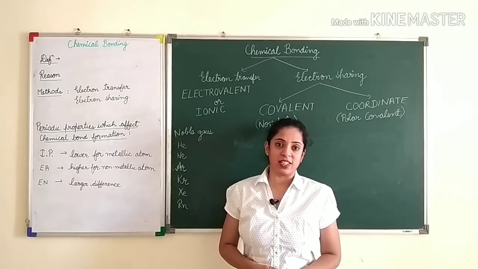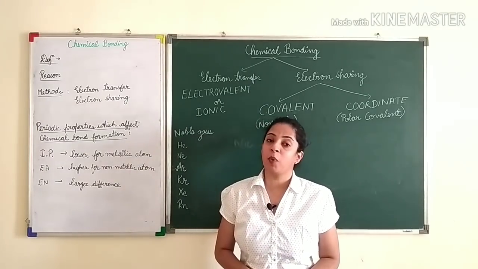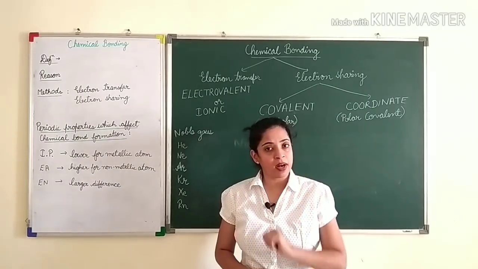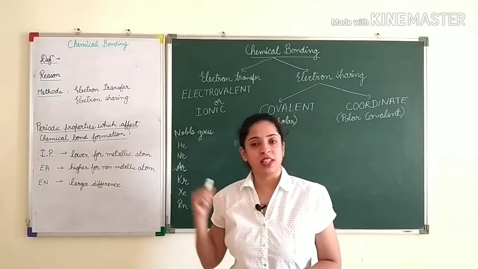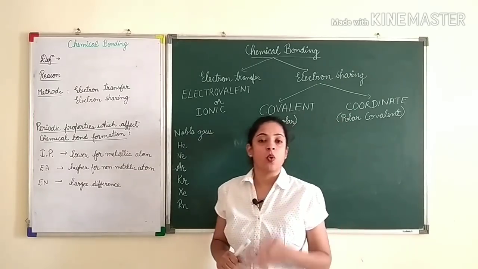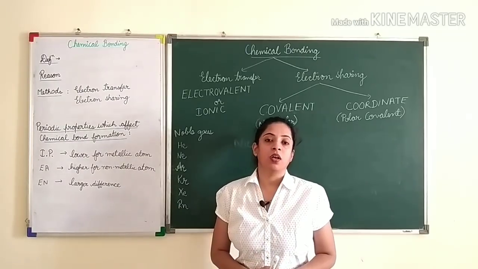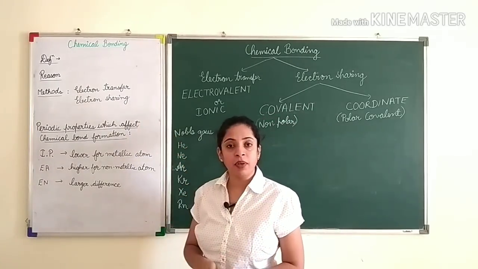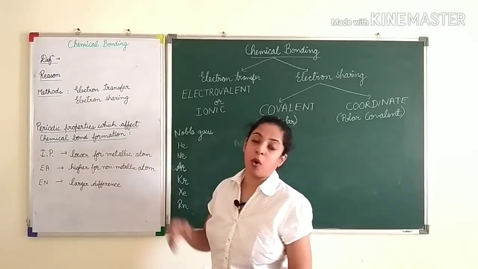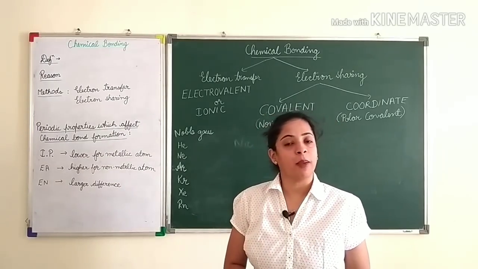Now, in today's video lesson, we'll be talking about a very important topic of chemistry, that is chemical bonding. Children, I have divided this chapter in 4 parts. In this video lesson, we'll be talking about the basics of chemical bonding. That is, what is chemical bonding? What is the reason for formation of this bond? What are the methods of formation of chemical bonding? And what are the periodic properties that affect the chemical bond formation? And also what types of atoms take part in different chemical bondings?